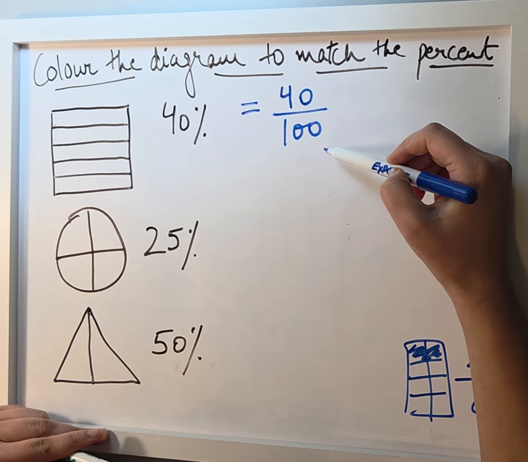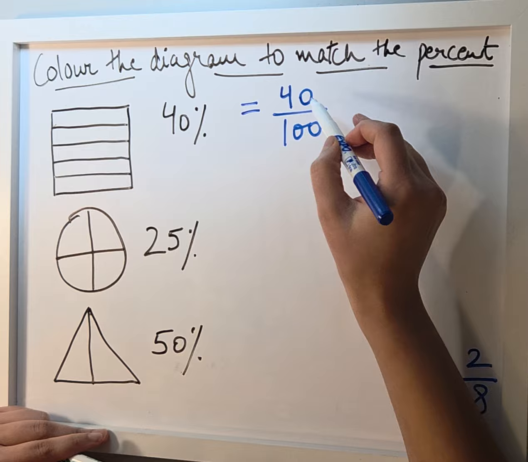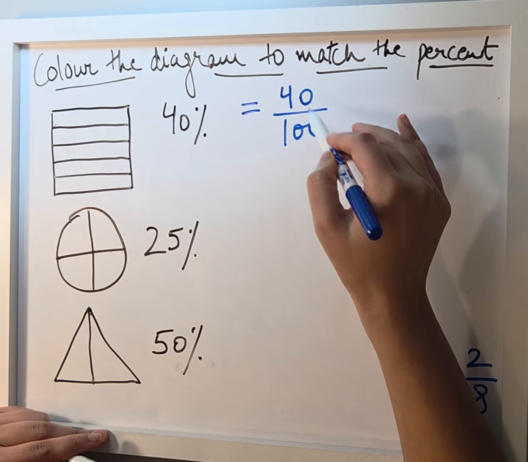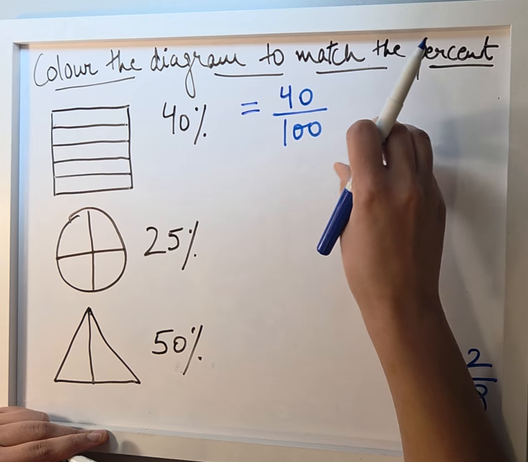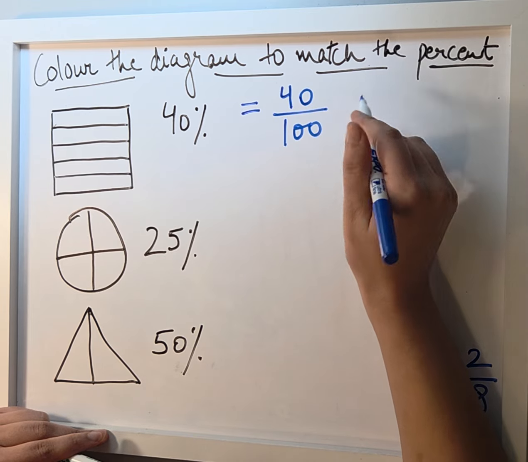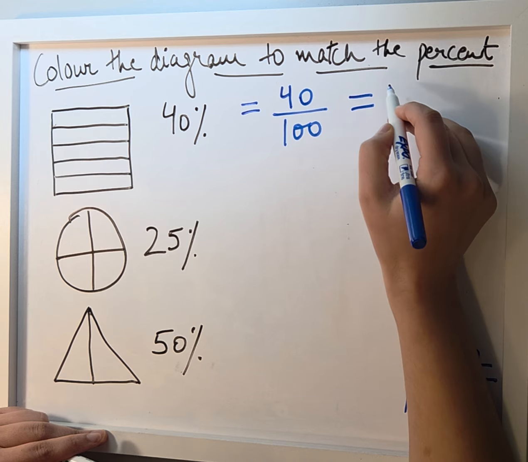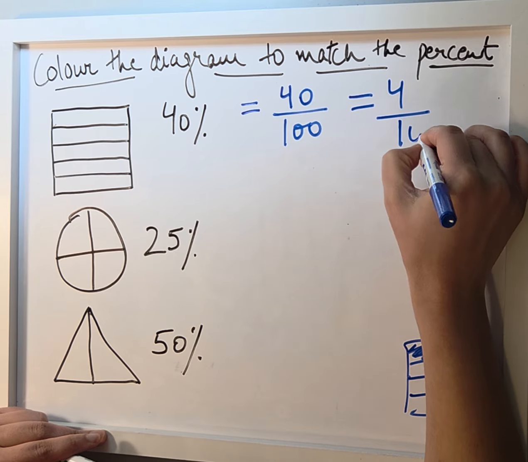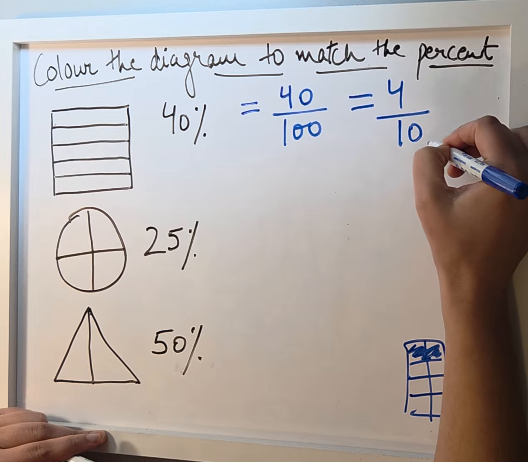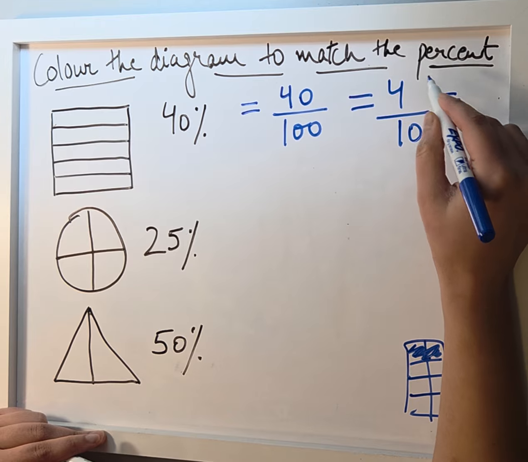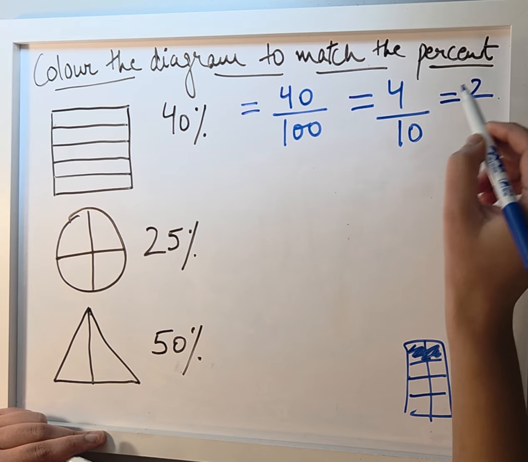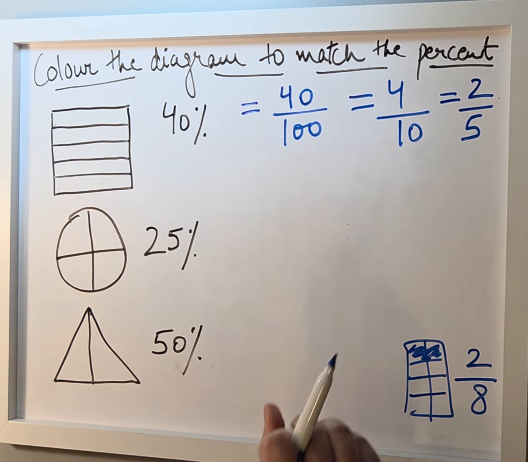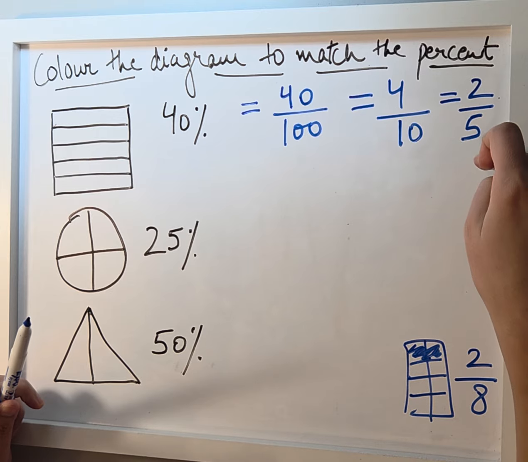So now we have 40 by 100. They both are even numbers and both are multiples of 10, so we can reduce it into a simpler form. If we divide it by 10, it becomes 4, and if we divide 100 by 10, it becomes 10. Now they both have another common factor 2. If we divide 4 by 2, we get 2, and if we divide 10 by 2, we get 5. So now you see we get 2 by 5.